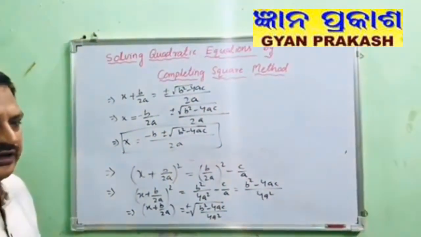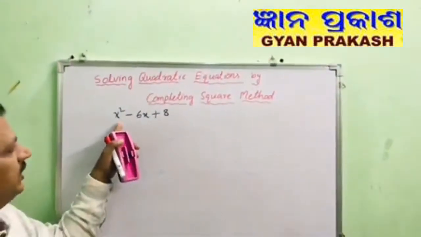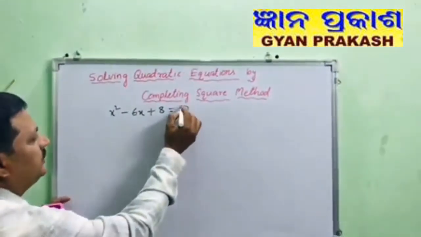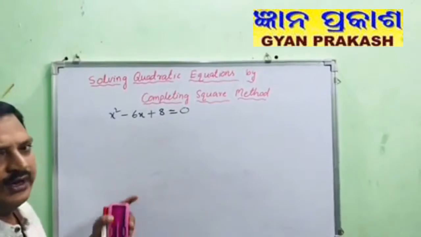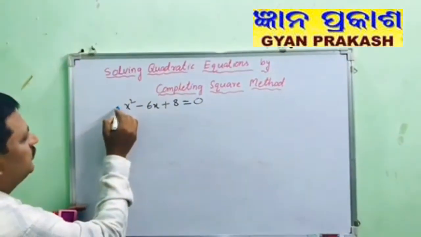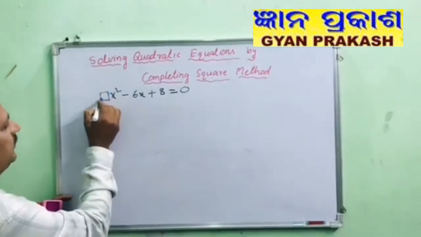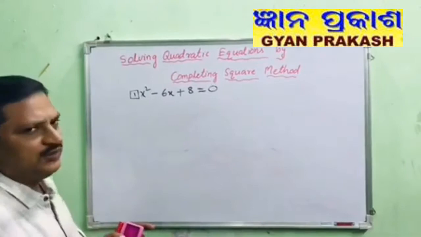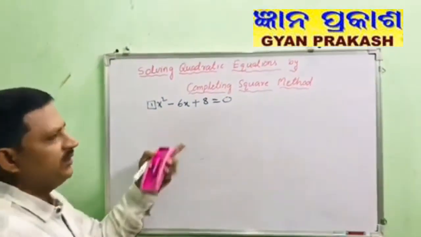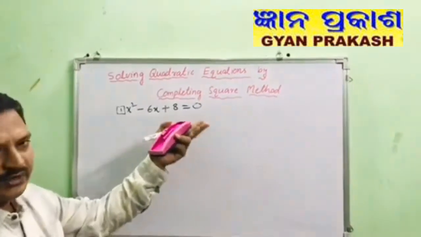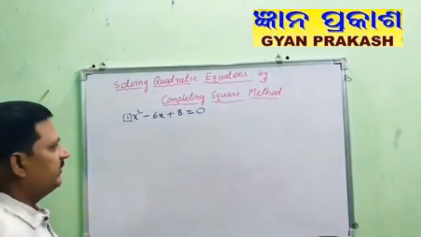So let us take one example. We have x square minus 6x plus 8 equal to 0. We have to solve this by following the completing square method. Here the coefficient of x square we have is 1. So when the coefficient is 1, we need not follow the first step, because if we divide the whole equation by 1, that will give us the same answer.